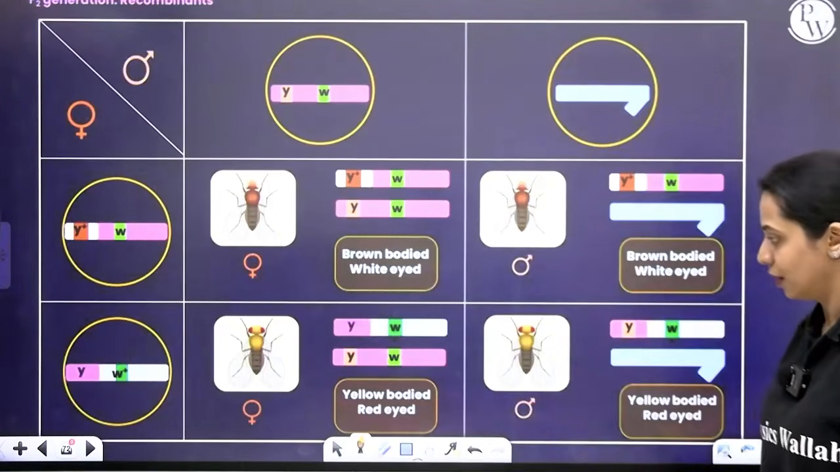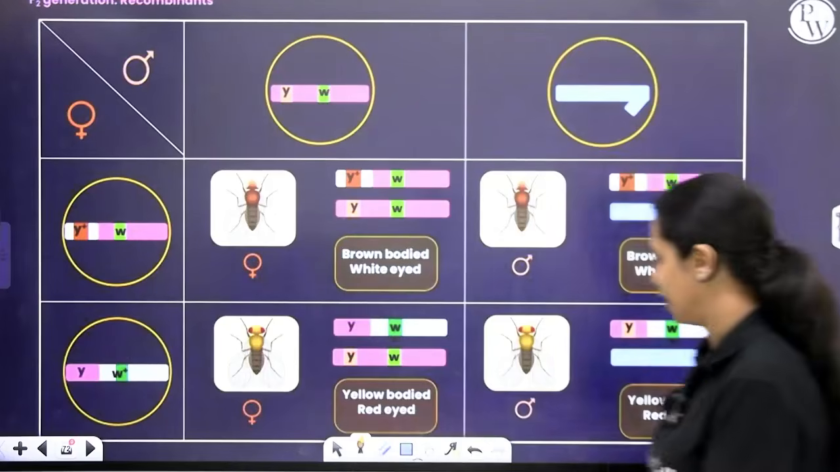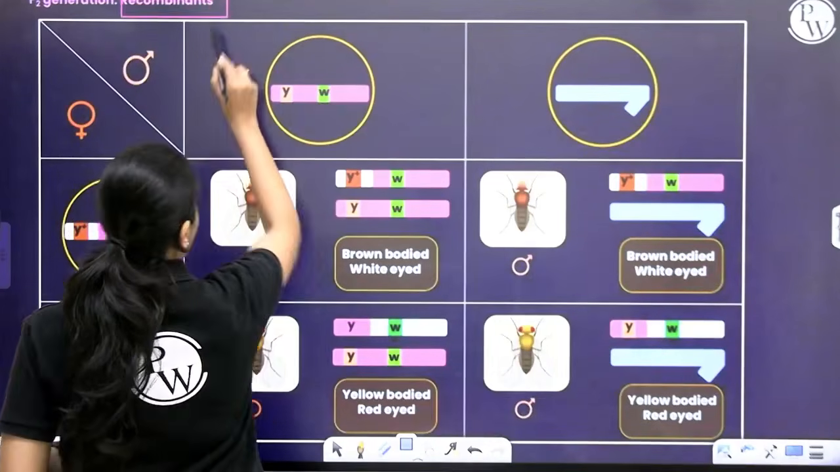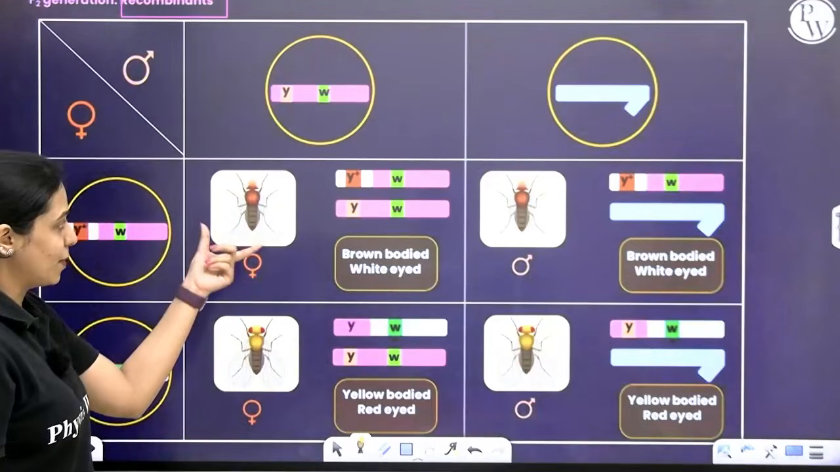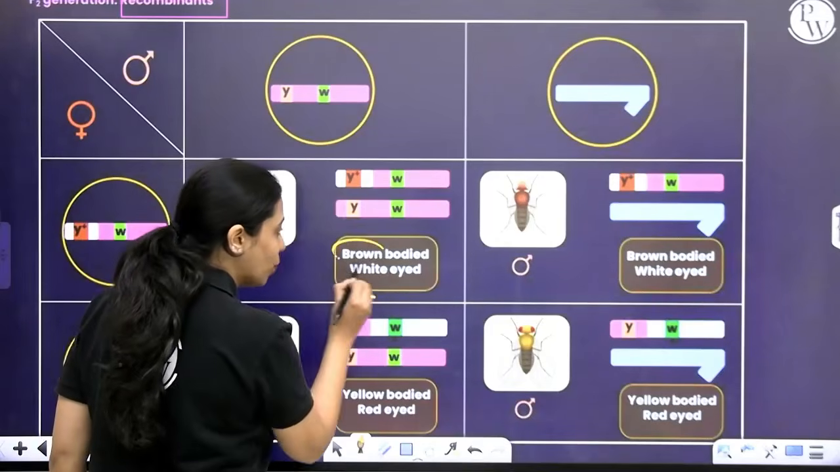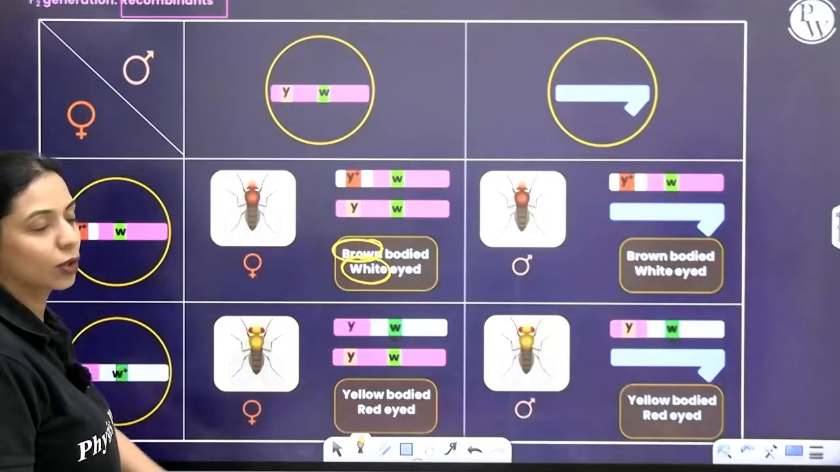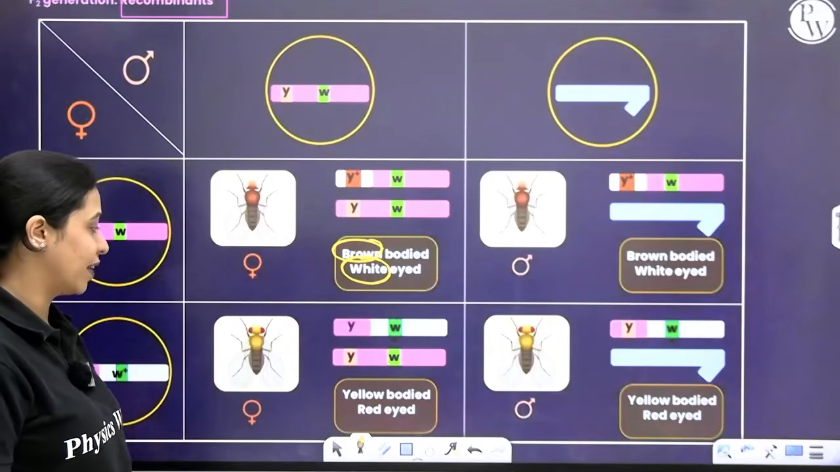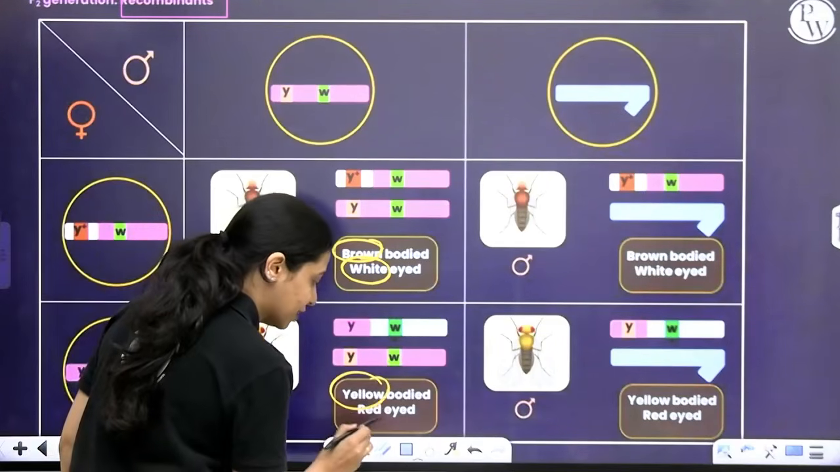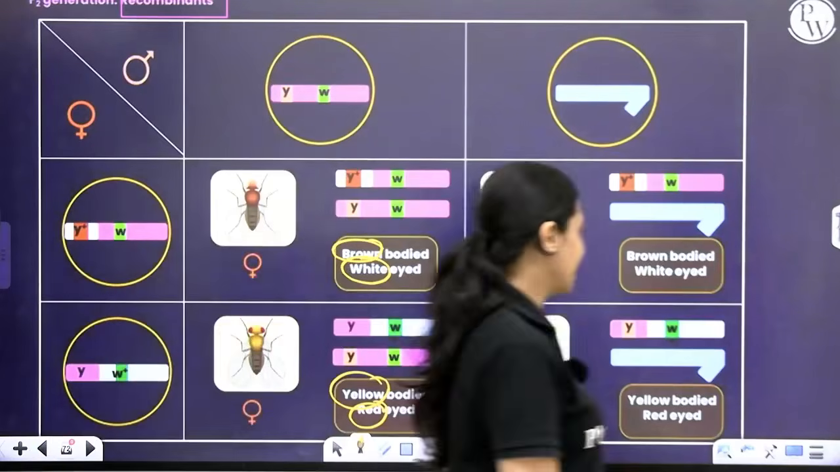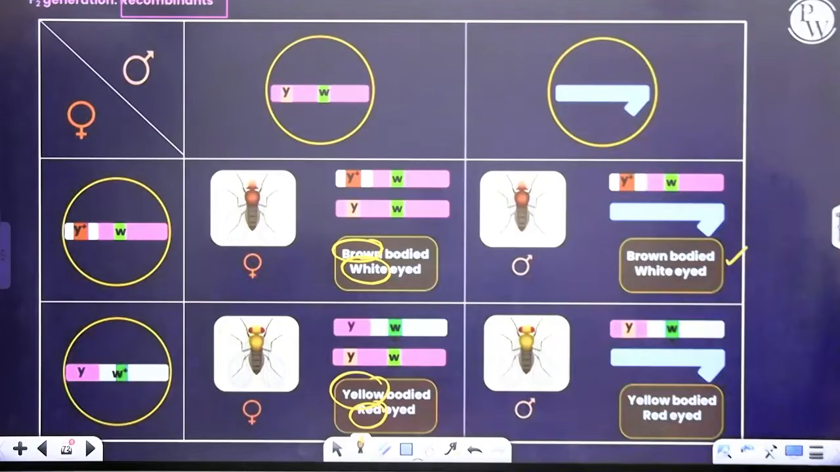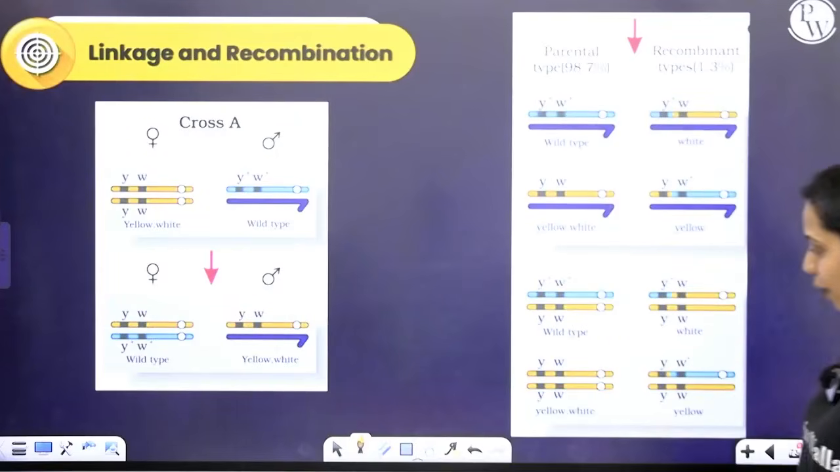If you look here, you will get recombinants. You will get females that have brown body with white eyes. Initially it was brown body with red eye in parental. Now you have a newer combination: brown body with white eye. You have yellow body with red eye. Likewise, in males also you have brown body, white eye, yellow body, red eye. These are the recombinants.